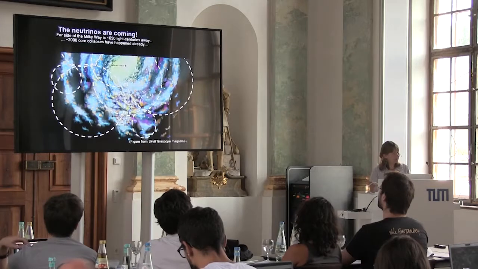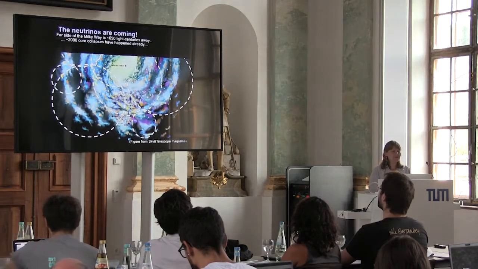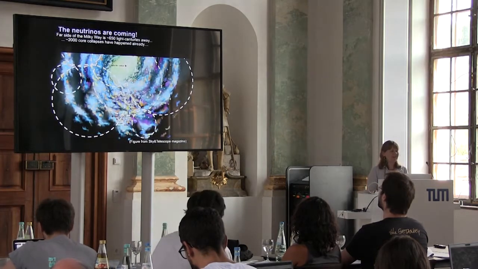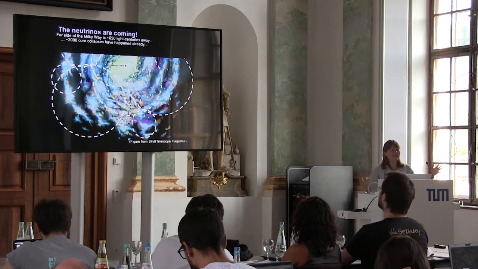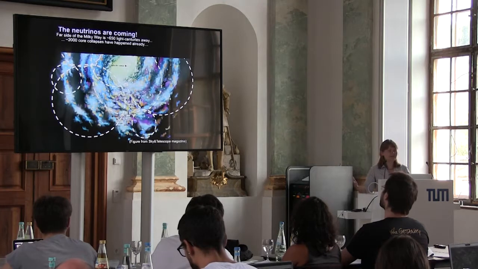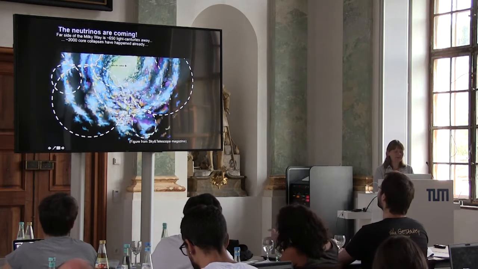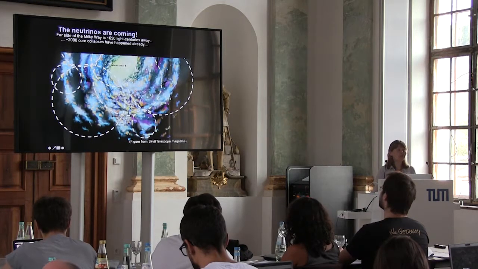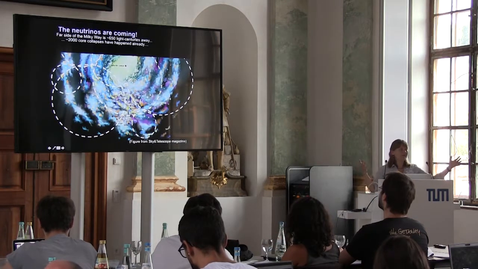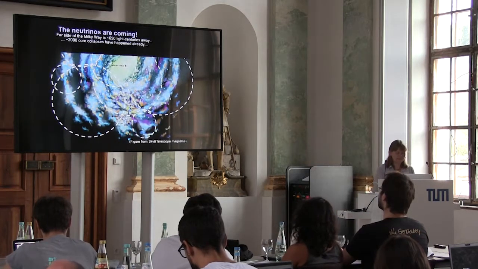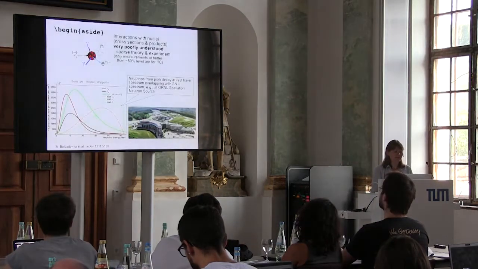And the neutrinos are coming. The far side of the Milky Way is 750 light centuries away. That means that 2,000 core collapses have happened already, because it will take 650 light centuries to see them all, but they're on their way, they're coming. This is where we are. These dots are the historically observed ones, but we are now sensitive really to everything with neutrinos, even behind the dust. And actually the other instrumentation.